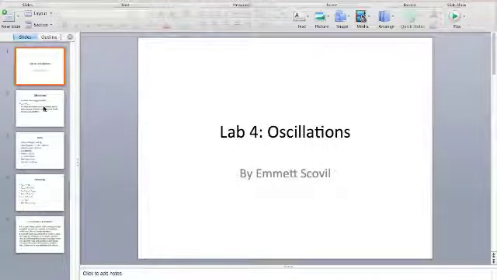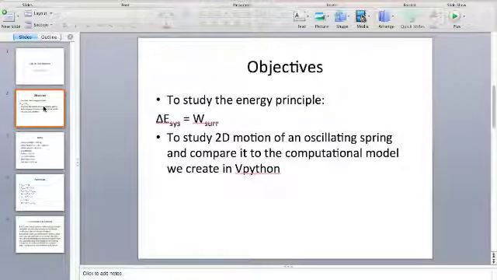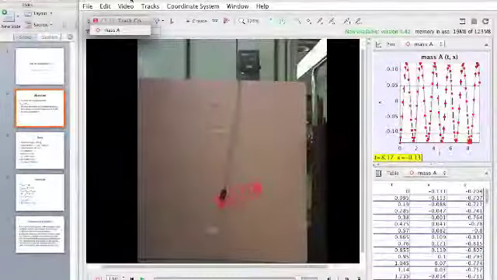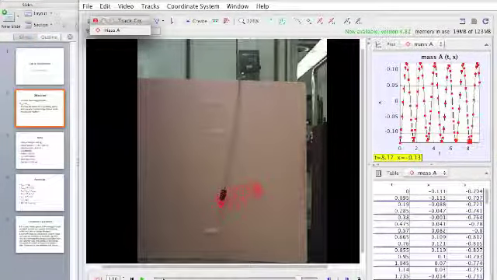In this lab, we're studying the energy principle, that being the change in energy of the system is equal to the work done on it by the surroundings. That means that if no work is done on the system, then the change in energy will be zero. We are also studying two-dimensional motion. To do so, we will track a video in Tracker and compare it to the computational model made using initial information found in Tracker. Here's my Tracker after it has been tracked.